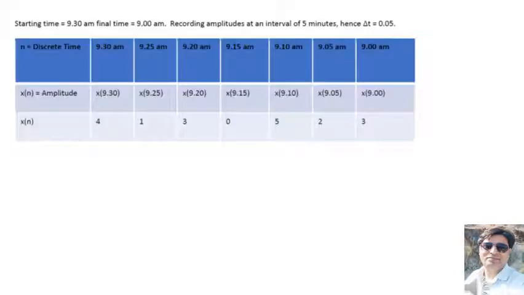In this second case, we are recording our amplitude values in decreasing time values, meaning now our starting time is 9:30 a.m. and our final time is 9 a.m. Same, we are recording at an interval of 5 minutes. Again our delta t is equal to 0.05.